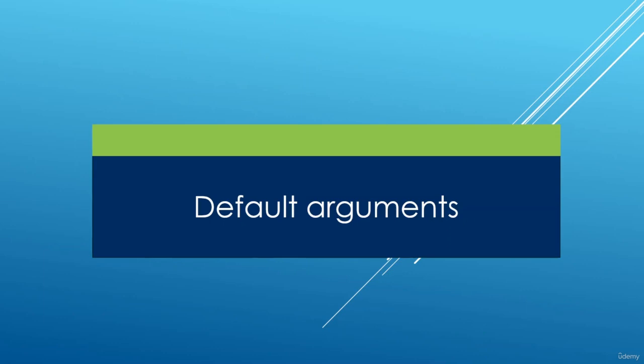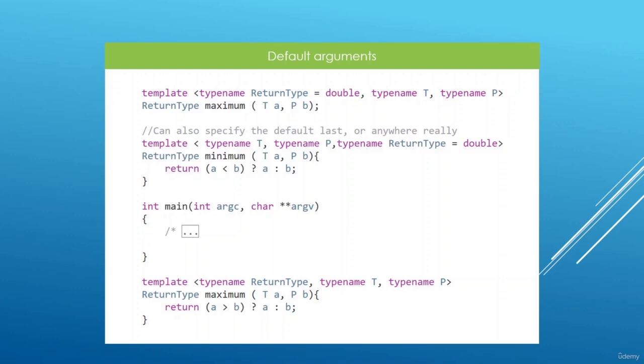In this lecture, we're going to learn about default arguments with function templates. And we're going to look at a simple example to really drive this home. Here we have a function template. The function name is maximum, as you see here. And the return type is a template parameter we have declared on top here.